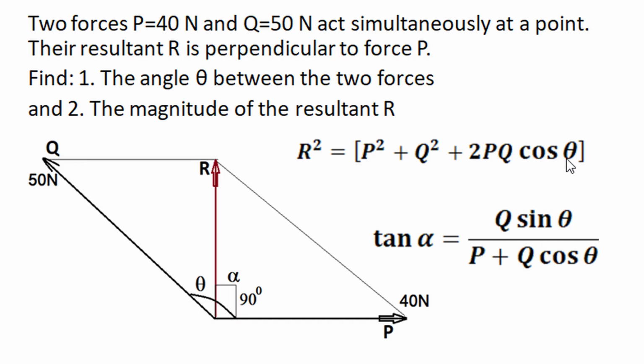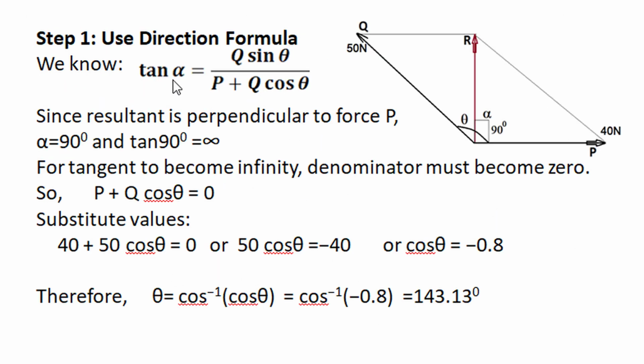So to find out this angle between the two forces, we have to use the direction relation of resultant with one force P, and in this relation we have alpha, P and Q given, so we can find out angle theta between the two forces, and we'll use that theta in this first relation to find out the magnitude of resultant. The direction formula is tan alpha equals Q sin theta divided by P plus Q cos theta, where alpha is the angle of resultant with respect to force P.